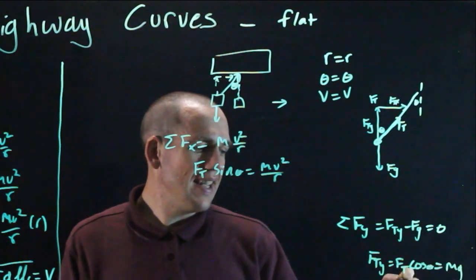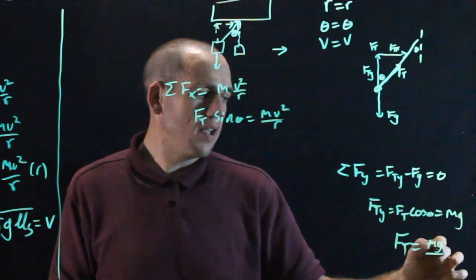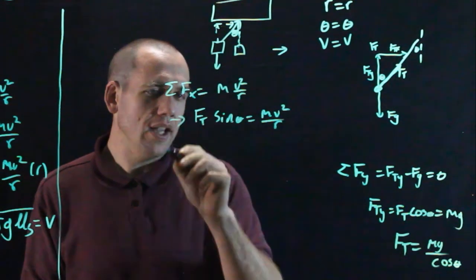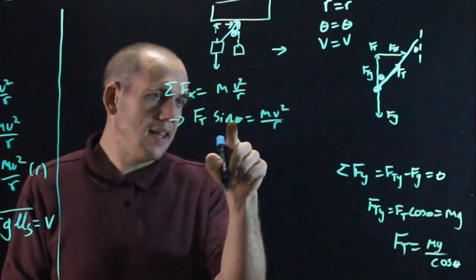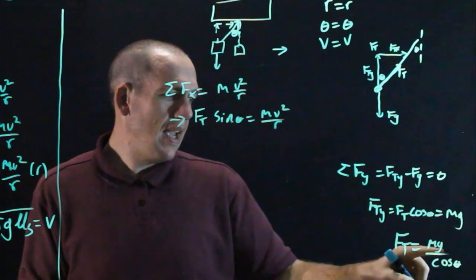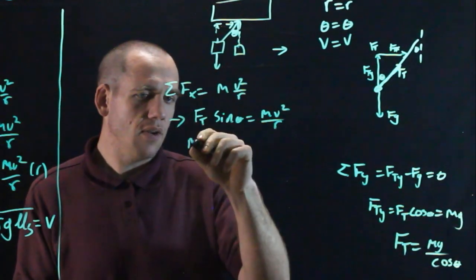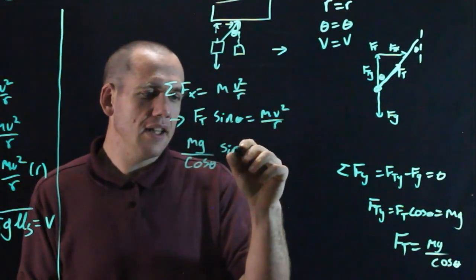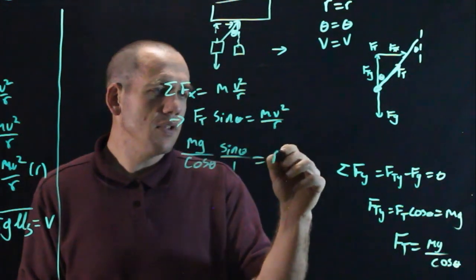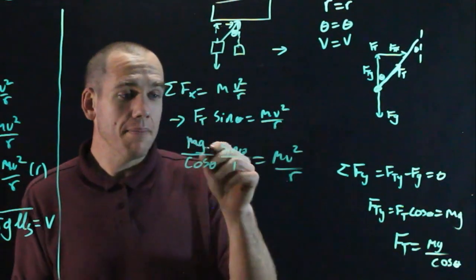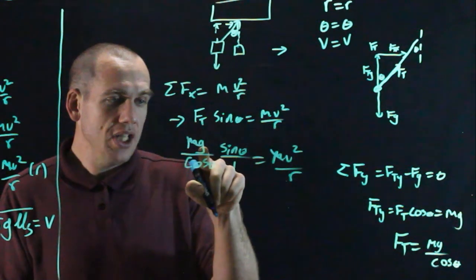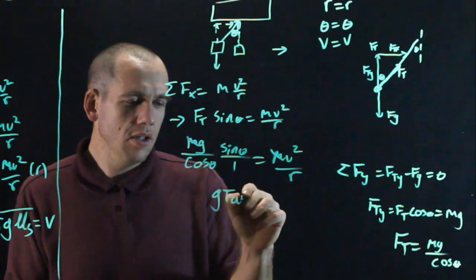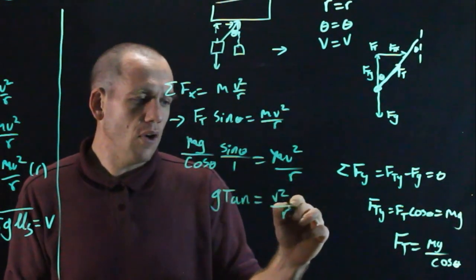So now I can say Ft equals mg divided by the cosine of theta, and I can plug that in to this equation right here. So instead of Ft sine theta, I'm going to say mg divided by cosine theta times sine theta. So I have mg divided by cosine theta, I'm plugging that in for Ft, times sine theta, that's sine theta over 1, equals mv squared over r. And now I can see the masses on both sides, they'll cancel out. g times sine theta divided by cosine theta is g tangent theta equals v squared over r.